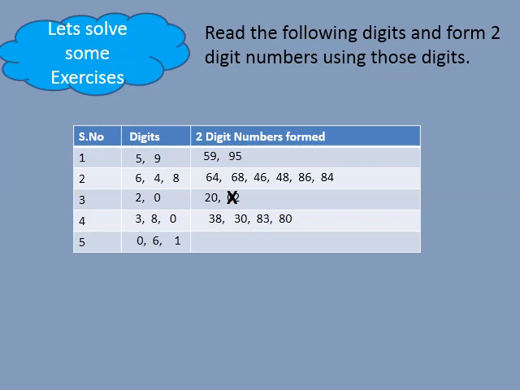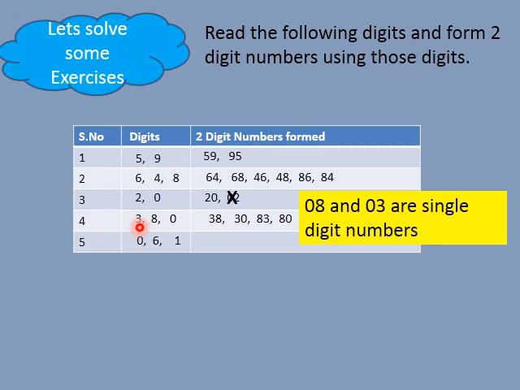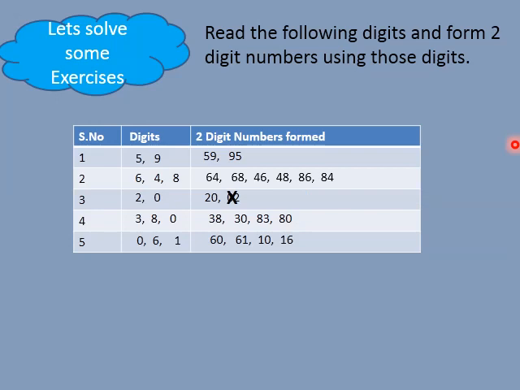Now if I put 0 in the tens place, then children, can we form the number? 0 in the tens place and 3 in the units place will make just 3. It's a single digit number. So 08 and 03 are single digit numbers, so we cannot form those numbers here. Now let's go to the next question.